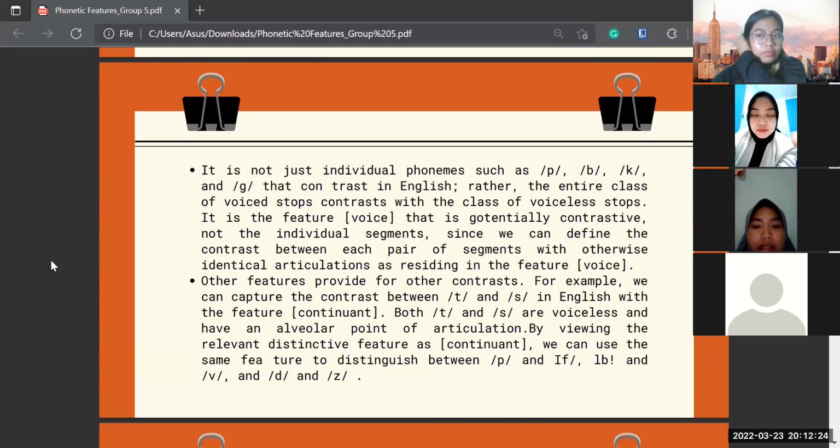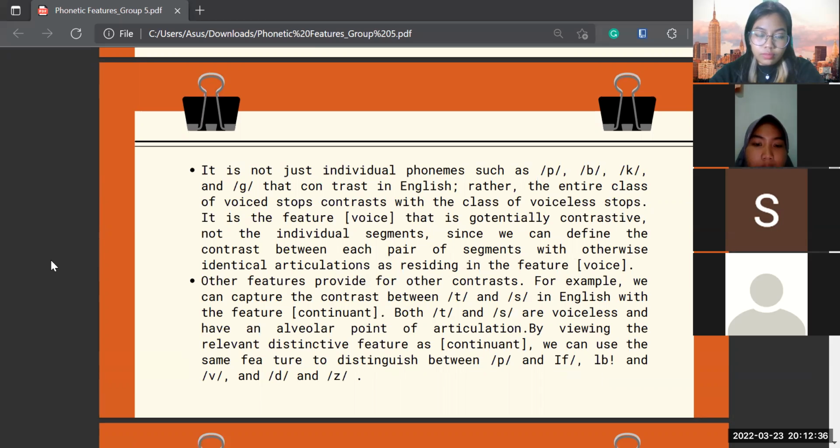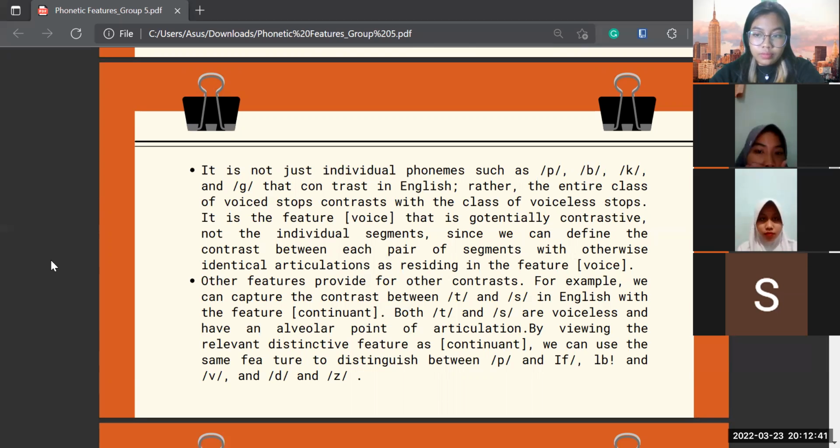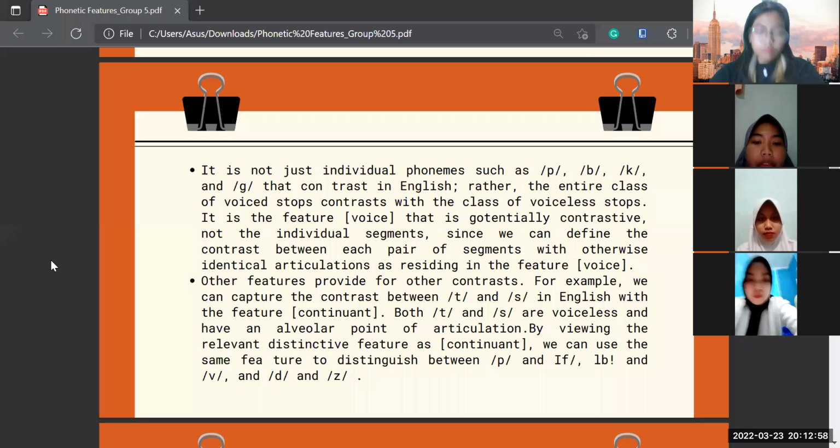It is not just individual phonemes such as p, b, k, and g that contrast in English. Rather, the entire class of voiced stops contrasts with the class of voiceless stops. It is the feature voice that is constantly contrastive of the individual segments, since we define the contrast between each pair of segments with otherwise identical articulation as residing in the feature voice. Other features provide for other contrasts.